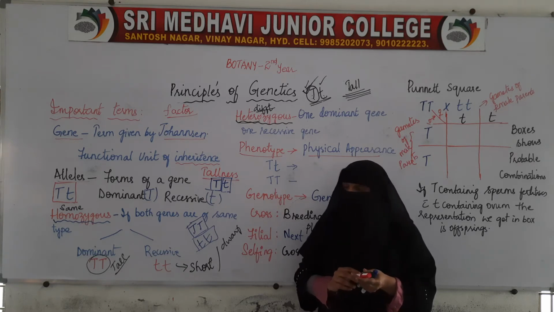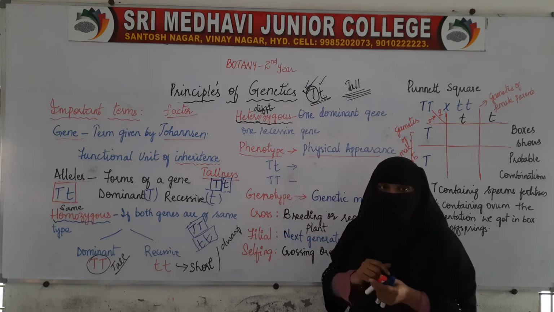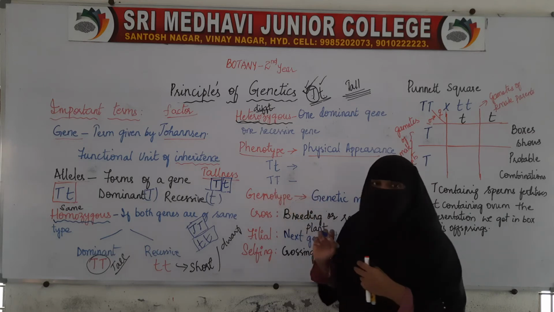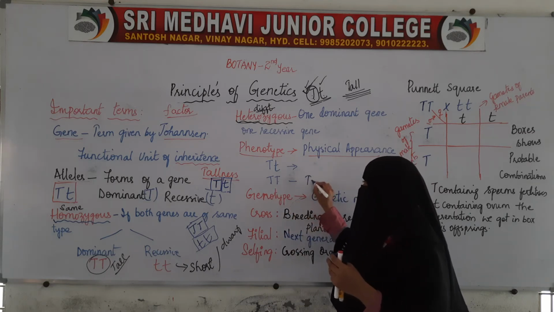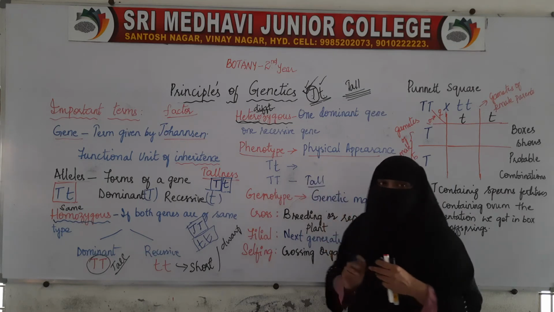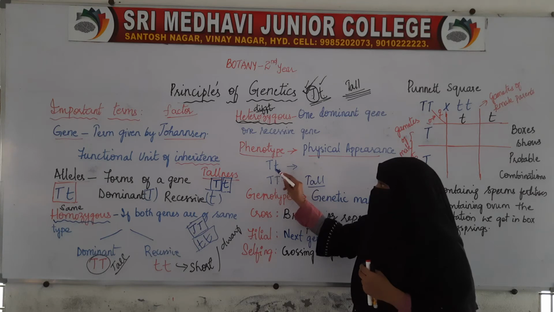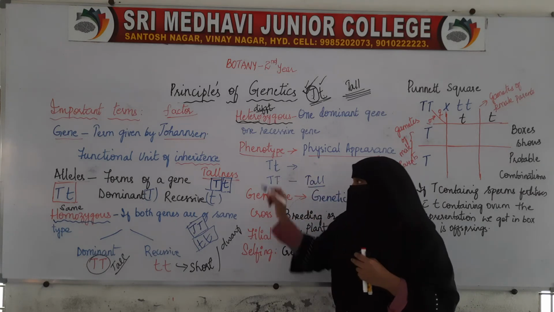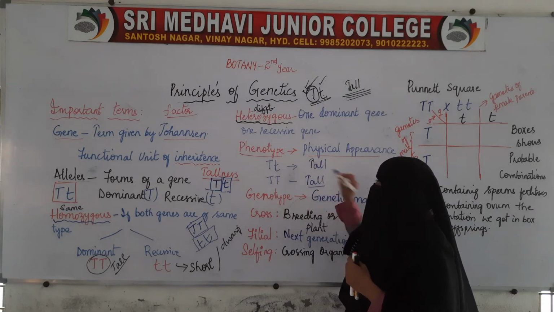The genetic makeup determines how the plant appears, whether it is tall or short. For example, if the plant has these two genes, T and T, how will it appear to us? The height of the plant will definitely be tall. Then if the genetic makeup is one capital T and one small t, how will this plant appear? Because of the presence of capital T, the height will be tall only.